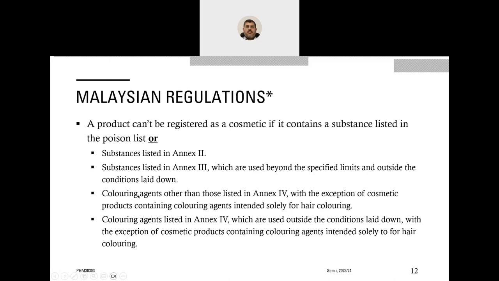Not having any coloring agents other than those listed in Annex 4. These annexes are in the guidelines for sale of cosmetics, the Malaysian guidelines. So they have several annexes. Annex number 4 is about the coloring agents permitted to be used in cosmetics. So it should not contain any coloring agent other than those in Annex number 4, with the exception of cosmetic products containing coloring agents intended solely for hair coloring. So for hair coloring, you can have other ingredients. Also, these coloring agents should not be used outside the conditions laid down in this Annex, again with the exception of those used for hair coloring as hair dyes.